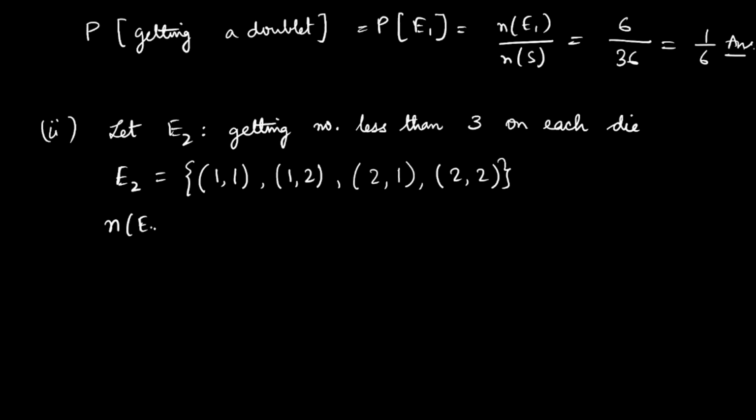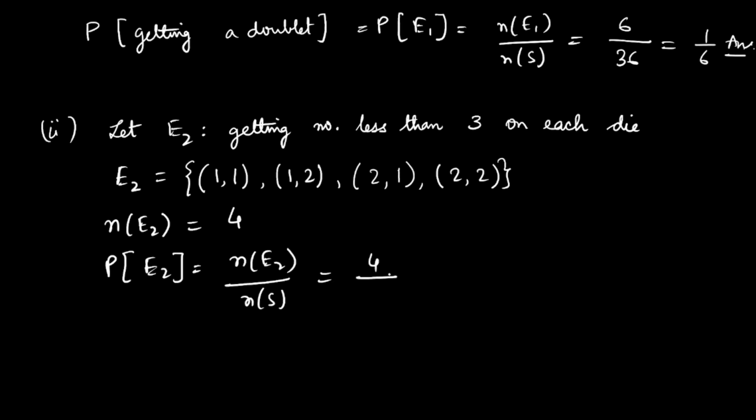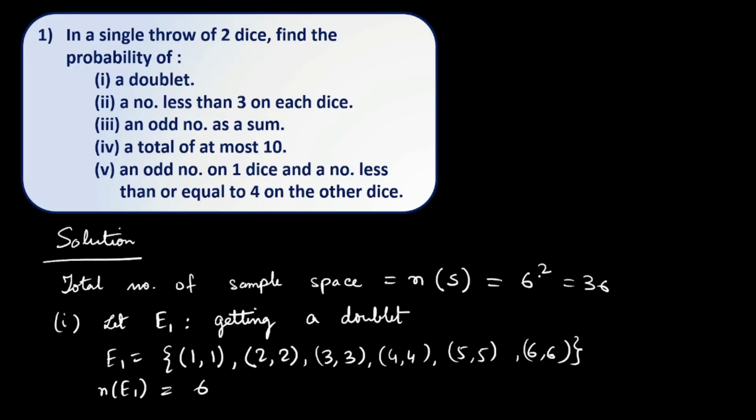These are the elements of the event E2. Cardinality of this event will be what? 1, 2, 3, 4. It consists of 4 elements. So probability of getting number less than 3 on each die is n of E2 by n of S, 4 by 36, 1 by 9. Second part done. Moving on to the third part.